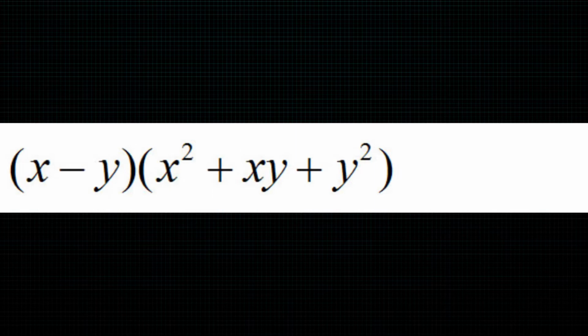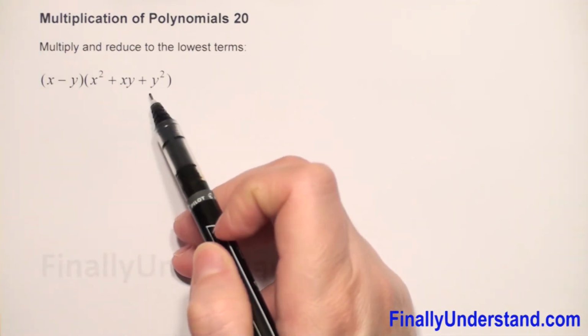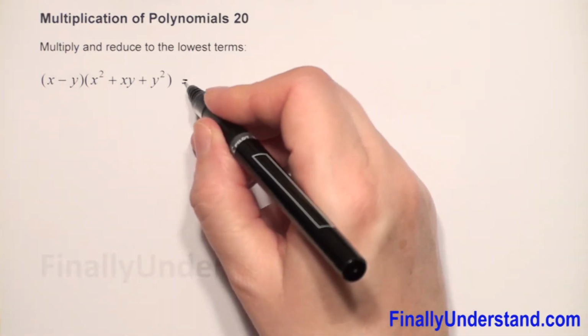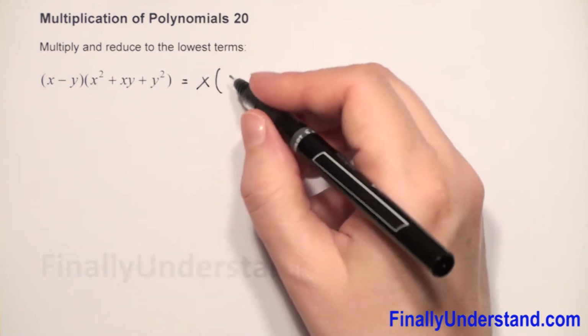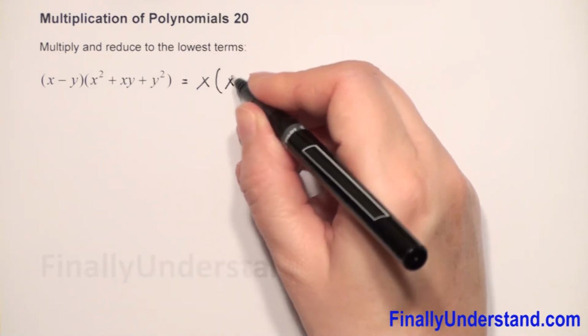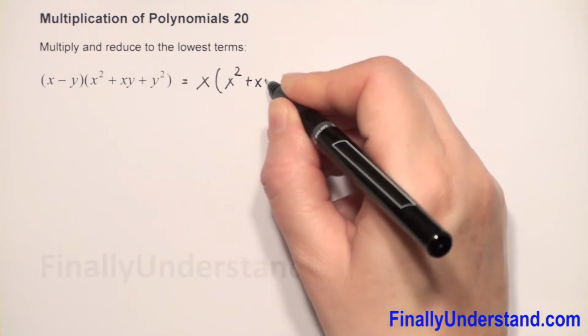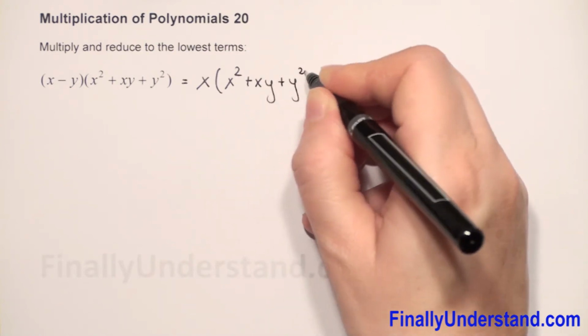We have multiplication of polynomials. How do we do this? We have to multiply every expression in the first parenthesis by every expression in the second parenthesis. So let me write this. We have x first times this whole expression in the second parenthesis. So times x squared plus xy plus y squared.